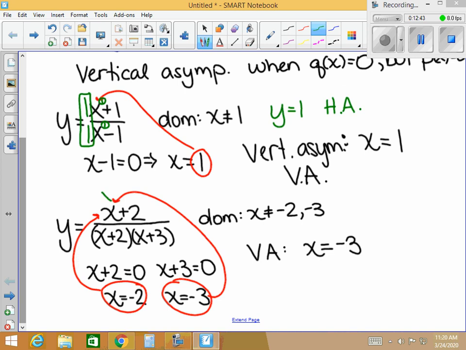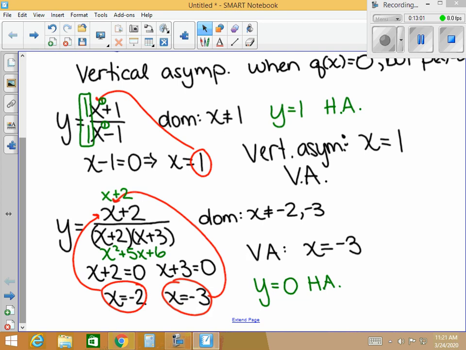Down here, I have x plus 2 on top. If I FOIL on the bottom, I have x squared plus 5x plus 6. The degree on the bottom is bigger than the degree on top, so that means the line y equals 0 is the horizontal asymptote. If the degree on top is bigger than the degree on the bottom, then we say there's no horizontal asymptotes.